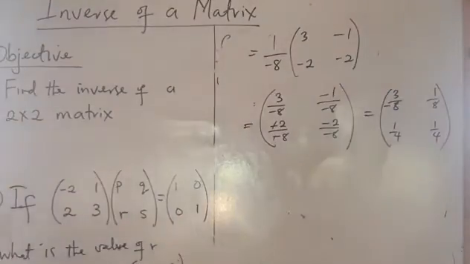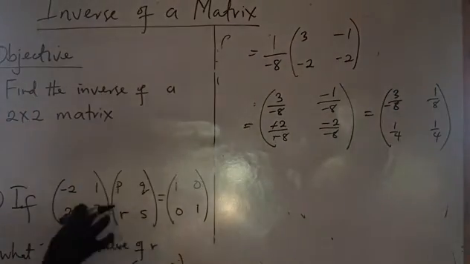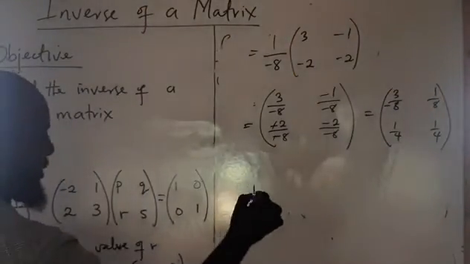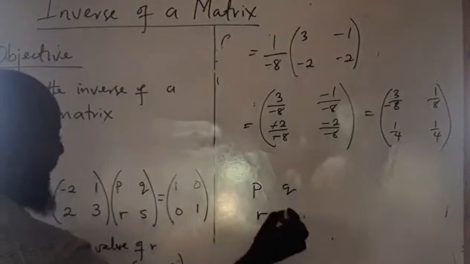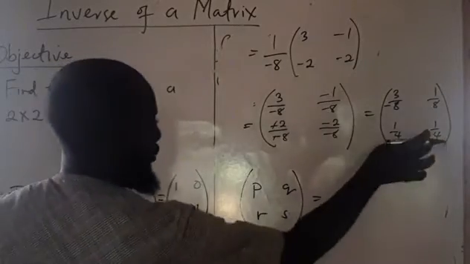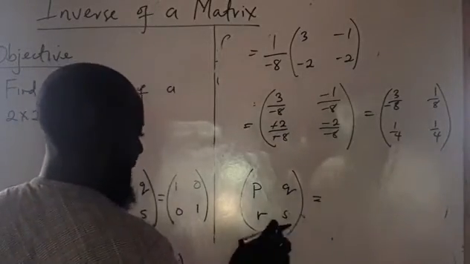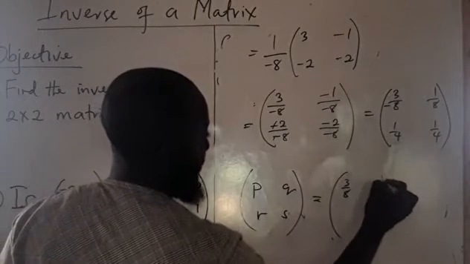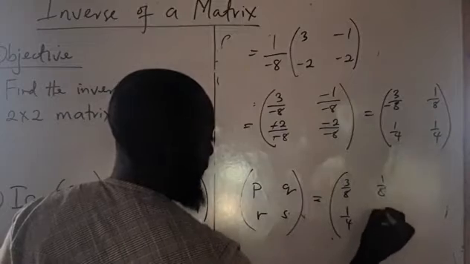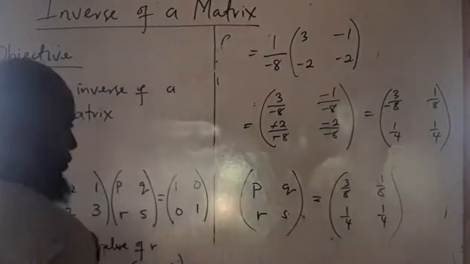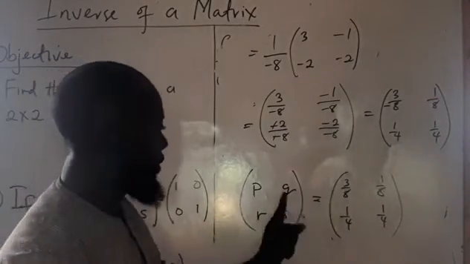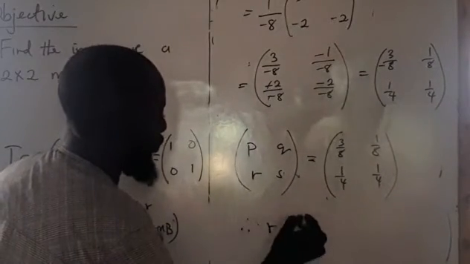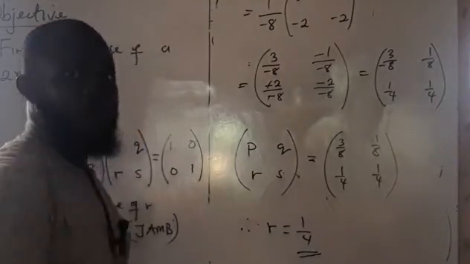Since we have concluded that this one is an inverse of this one, and for the inverse of this one to be this one, matrix PQRS is equal to this. This matrix is equal to this. That means we're going to have 3 over 8, 1 over 8, 1 over 4, 1 over 4. But the question asks you to find R. So P is equal to this, Q is equal to this, R is equal to this, S is equal to this. Therefore, R equals 1 all over 4. I believe this is very clear.